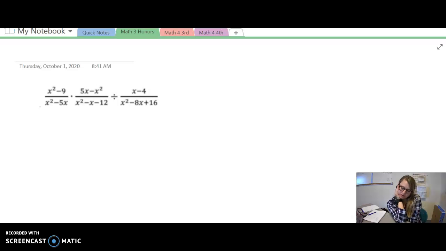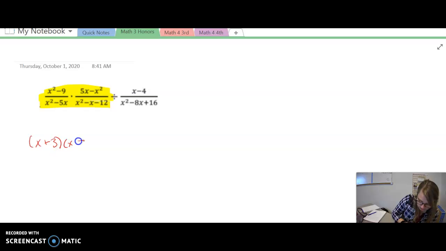Alright, so this is some help on the Go Formative with simplifying, multiplying, and dividing. So when we have a multi-step problem, what I like to do is go from left to right. So what I'm going to do here is only focus on these two for now. I'm going to ignore the last one, so I only have to do one thing at a time. So for the first two, my first step is to factor everything. So my x squared minus 9, well, if I factor that, we know it's going to be x plus 3 and x minus 3.